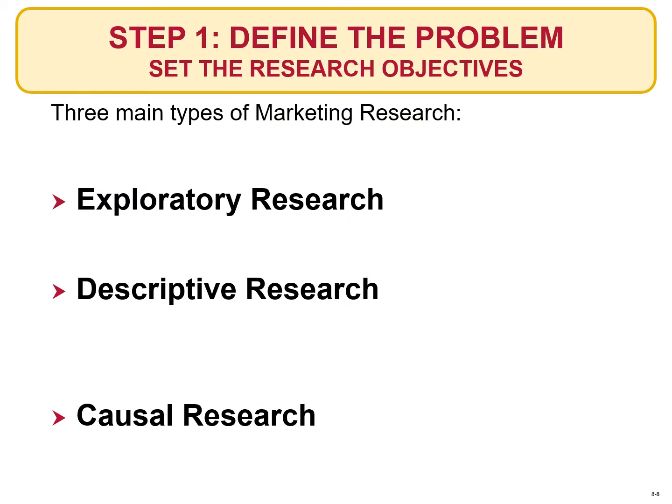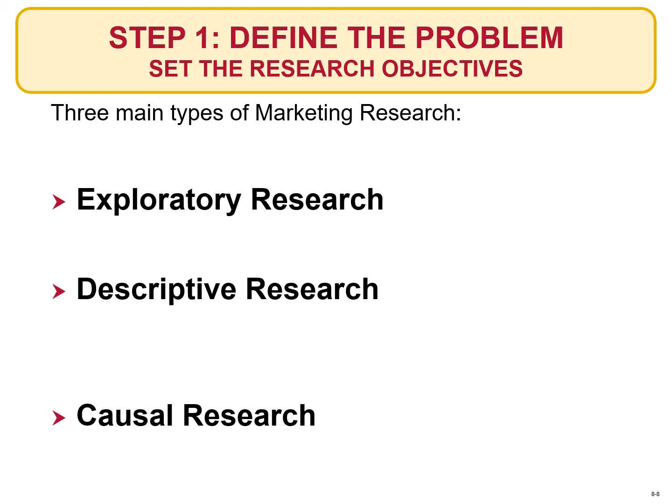Now, in order to define the problem, we need to set the research objectives. And there are 3 main types of marketing research that we should know about first, and only then can we know what our research objectives are. That is, what do we want to do? What are we planning to do out of this research? What are we planning to achieve from this research?